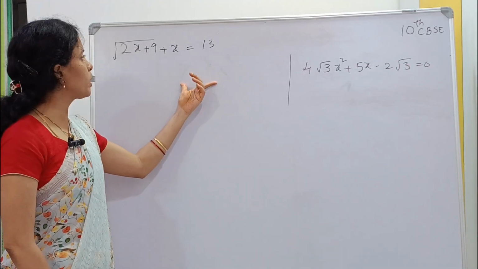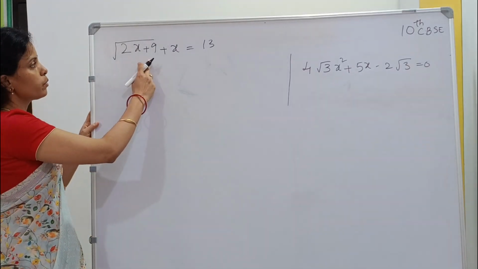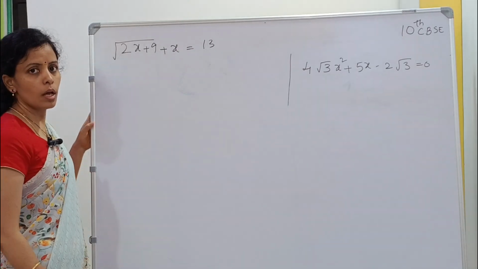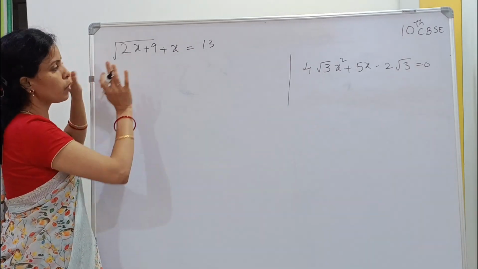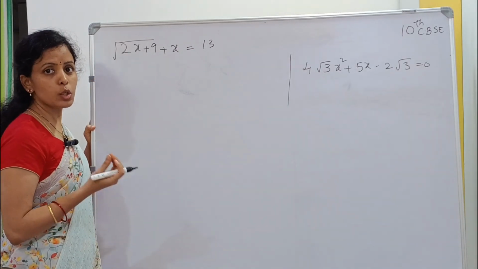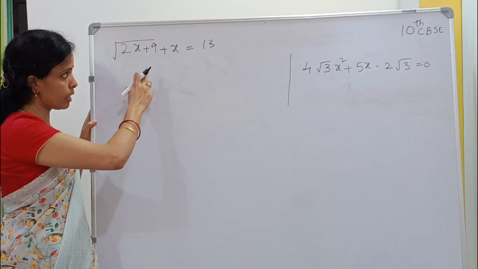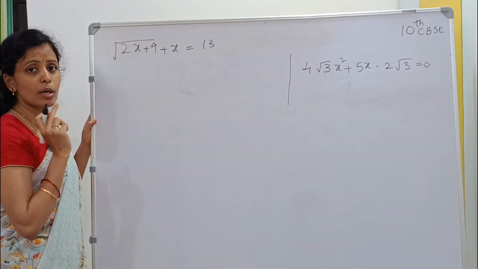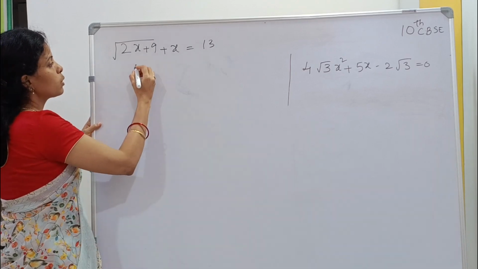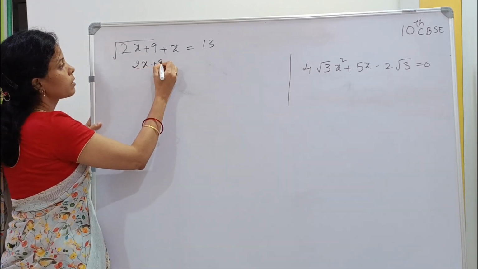Now let's look at one more example. We have root of 2x plus 9 plus x is equal to 0. When we get questions like this in the form of roots, obviously we go for squaring on both sides, because squaring will remove the root. That's one of the tips to remember. So let's square on both sides.